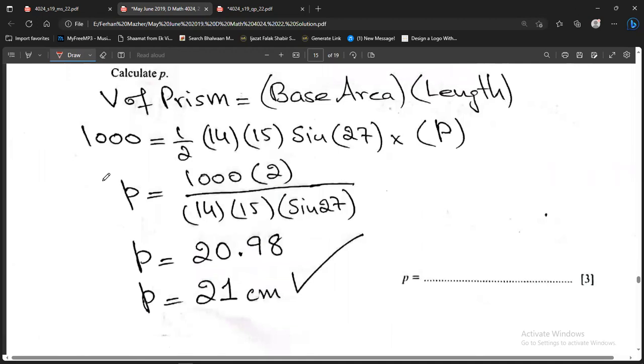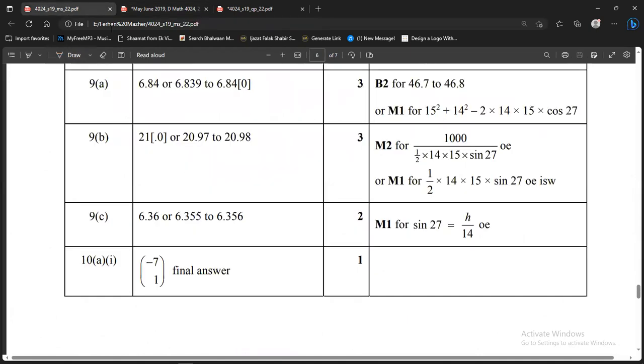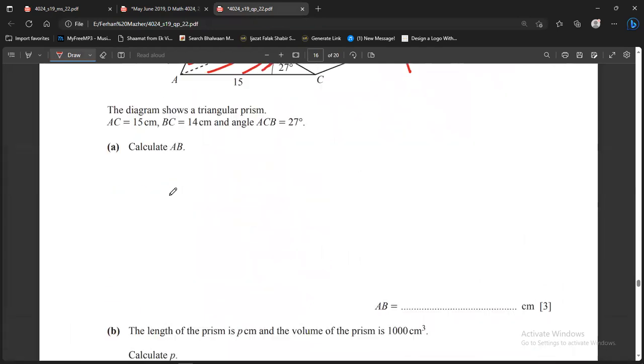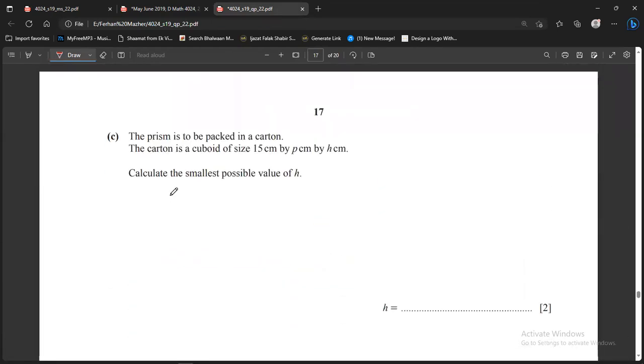The base is in the shape of a triangle, and I can find the area of that base: 1 by 2 into 14 into 15 sine of 27. So 1000 equals 1 by 2 into 14 into 15 into sine 27 multiply P. So P will be equal to 1000 multiplied 2 divided by 14 divided by 15 divided by sine 27, which is 20.98, approximately 21 centimeter. So our answer is 21 centimeter, which is the right answer, sir. I hope you understand this. So that was the B part. Okay, we are going to the C part.